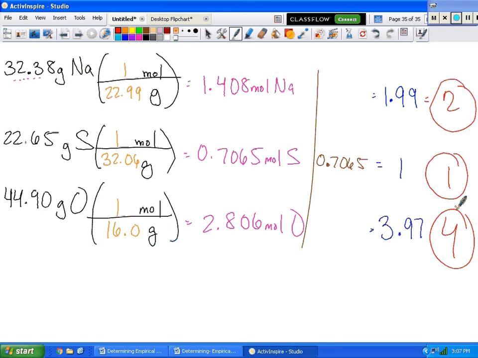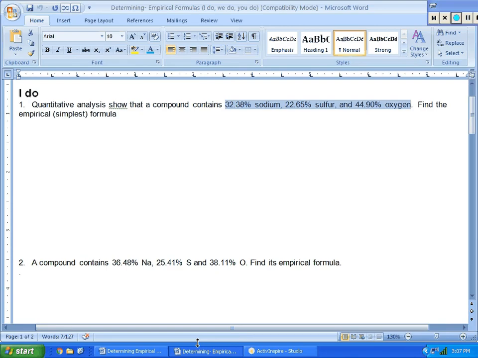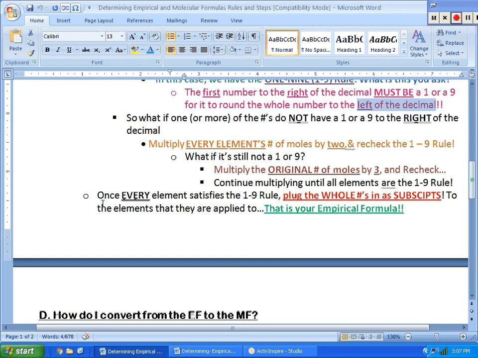And this last step is the final thing because, again, what are we trying to determine? Empirical what? Formula. Are those numbers formulas? No, they're not. Read the very last step right here. Once every element has satisfied the 1-9 rule. Bailey, read that right there in red. As what? Subscripts. These to the elements they apply to. That is your empirical formula.